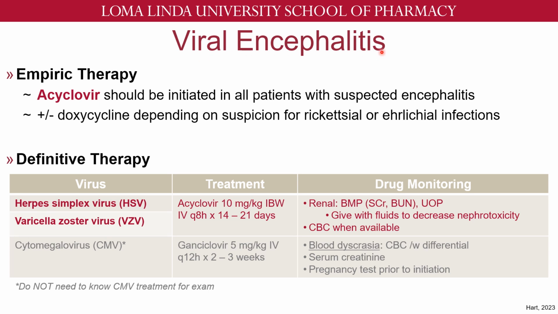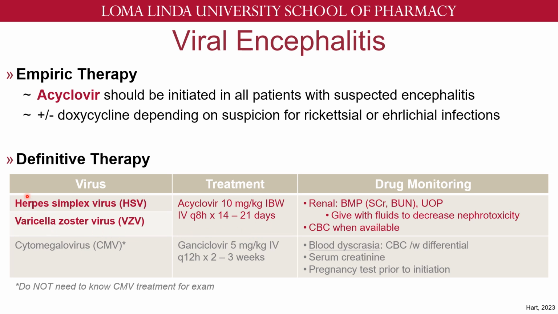And for viral encephalitis, if you suspect a patient has viral encephalitis, you will generally initiate acyclovir. That will be initiated in all patients that a physician is suspecting encephalitis in. And the dosing is here in this table below. Acyclovir 10 mg per kg based on ideal body weight. We use ideal body weight to reduce toxicities, and we'll give that as an IV every 8 hours for 14 to 21 days.